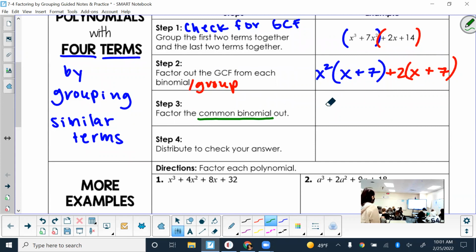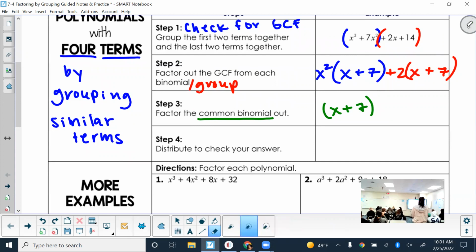The parentheses, right? So I'm factoring the common binomial out. After step 2, you should have a common binomial. If you don't, you might have to play around with the order a little bit, maybe group other terms together, or factor out a negative instead of a positive. But you should have a common binomial after this step. That will be part of your answer.